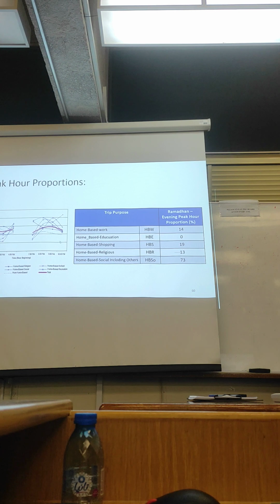By the way, the red line is the average for all of these on the same day. If you add this red line and this red line, it will give you 100%, okay? And for home-based education, it's 0 because after PM there were no education trips. Shopping is more. Shopping is 19%, as you can see here. This is shopping. And then the religious is 13%. And then we have other 73%.